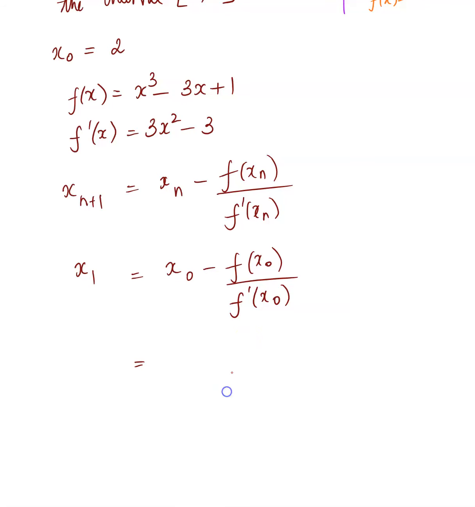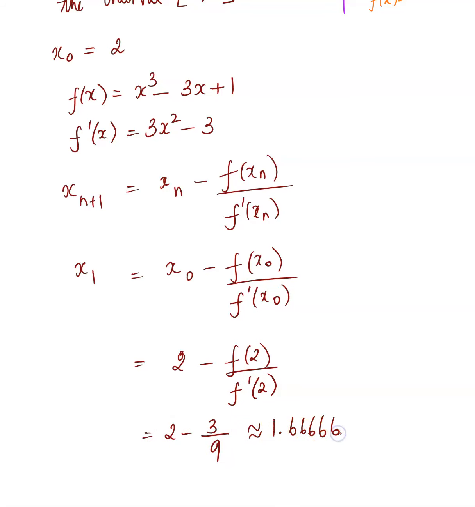I'll just start plugging in values here. So x naught is 2 minus f of 2 over f prime of 2. You can pause the video now and then calculate these things. Plug in 2 for x in your f of x and f prime of x. And that will give us 2 minus 3 over 9, which is approximately 1.666.